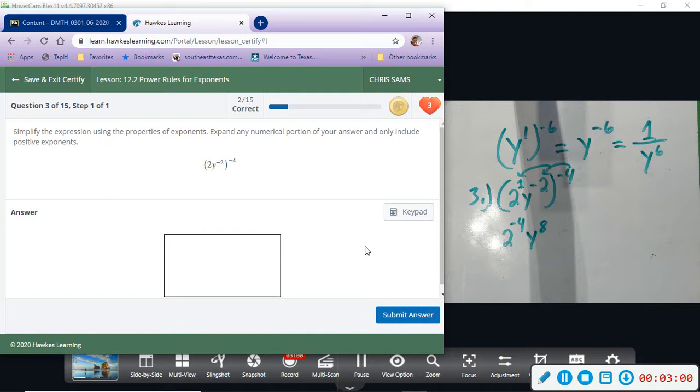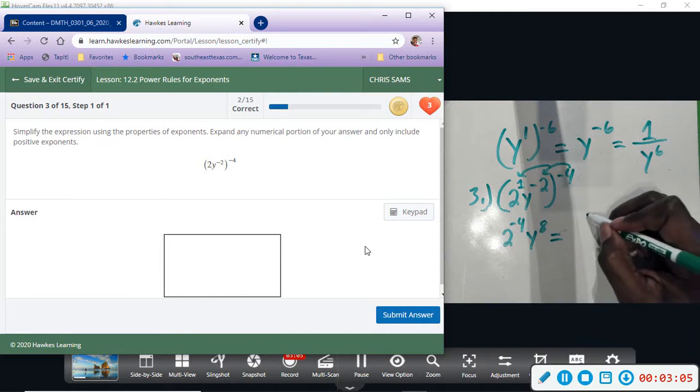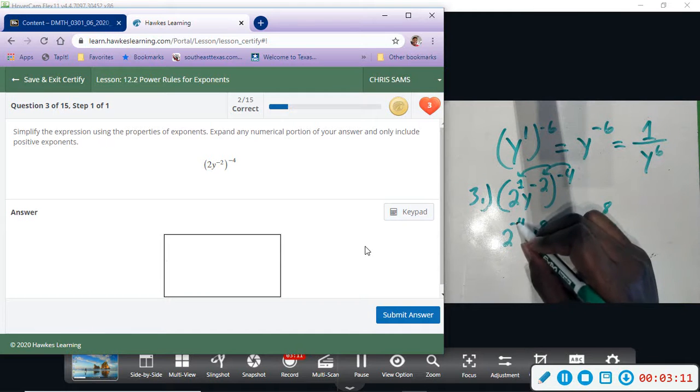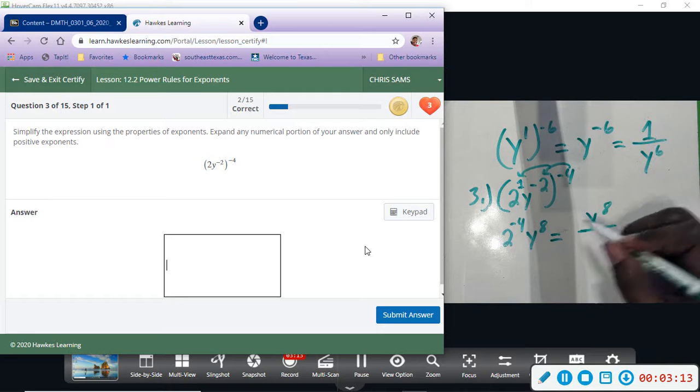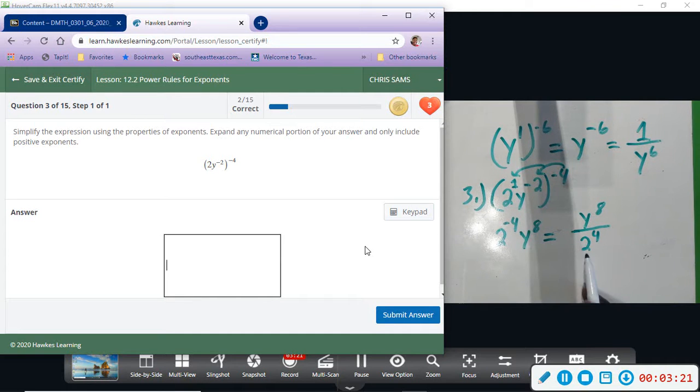Okay, we want positive exponents. So the 2 has a negative exponent, it gets moved down. So the y to the 8th stays up, the 2 to the 4th gets moved down, so we have 2 to the 4th. And lastly, since 2 is a number, you will go ahead and multiply 2 times 2, 4 times. So 2 times 2 is 4, times 2 is 8, times 2 is 16. So you end up with y to the 8th over 16.